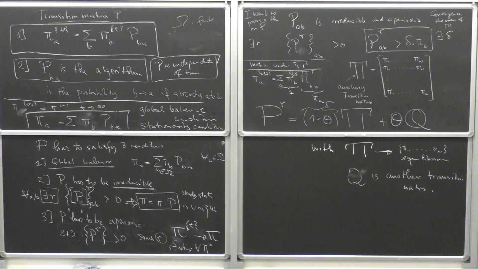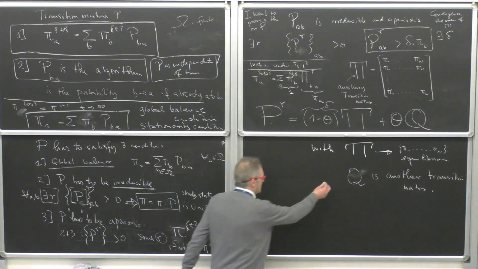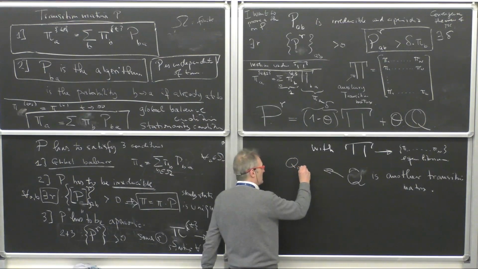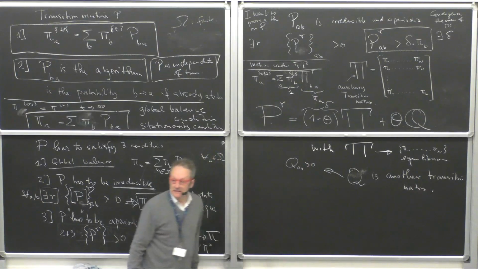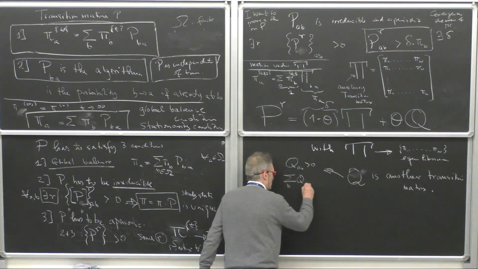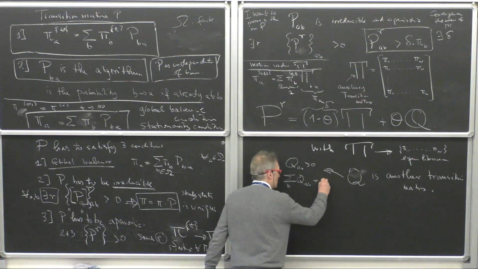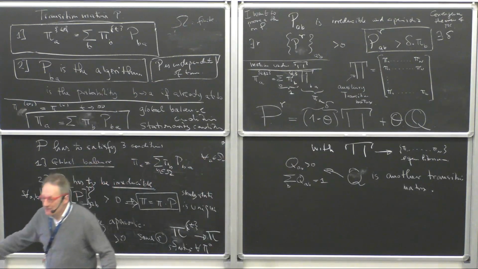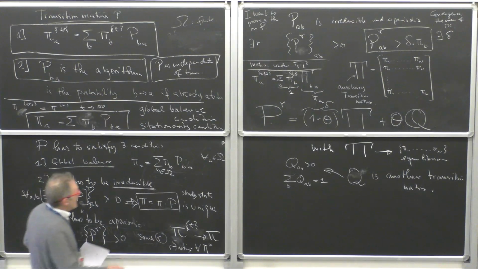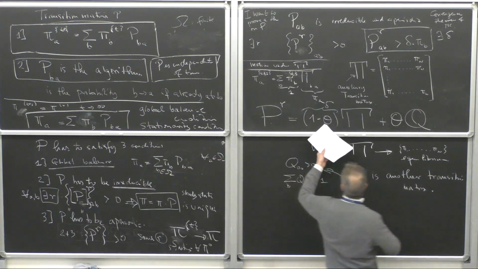All right, are you still with me? So I can write, so what does it mean? Q is another transition matrix, so what does it mean? It means that Q_AB is larger than 0, and the sum over B of Q_AB is equal to 1. Then it's a transition matrix. I have to go someplace. So now I have P to the R, and theta is 1 minus delta.